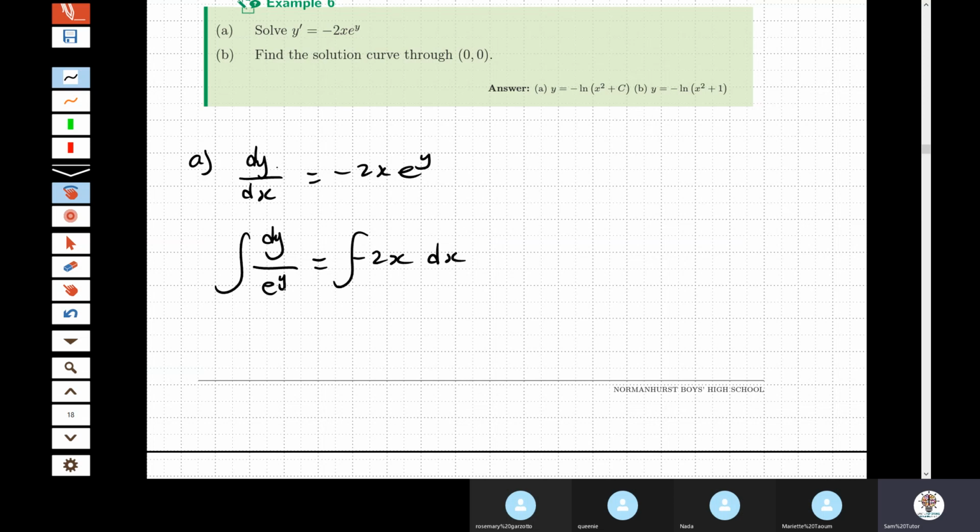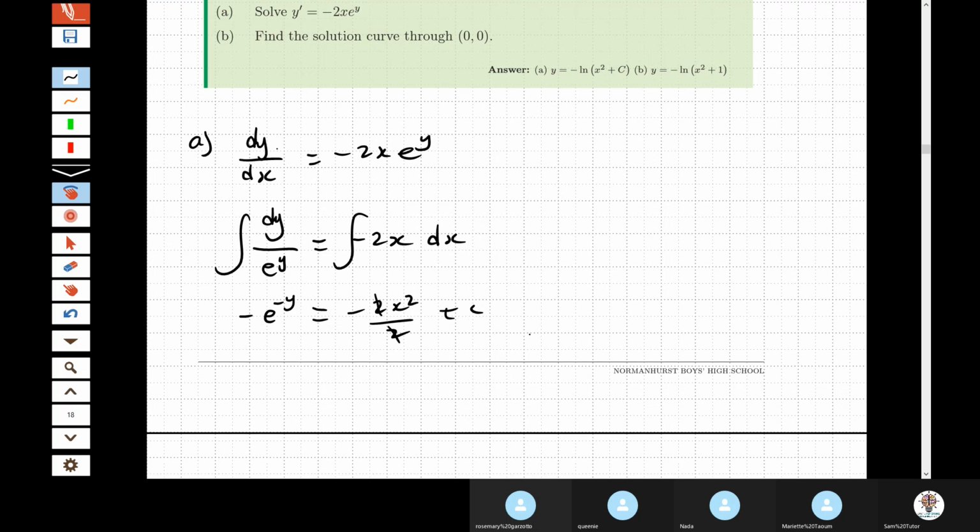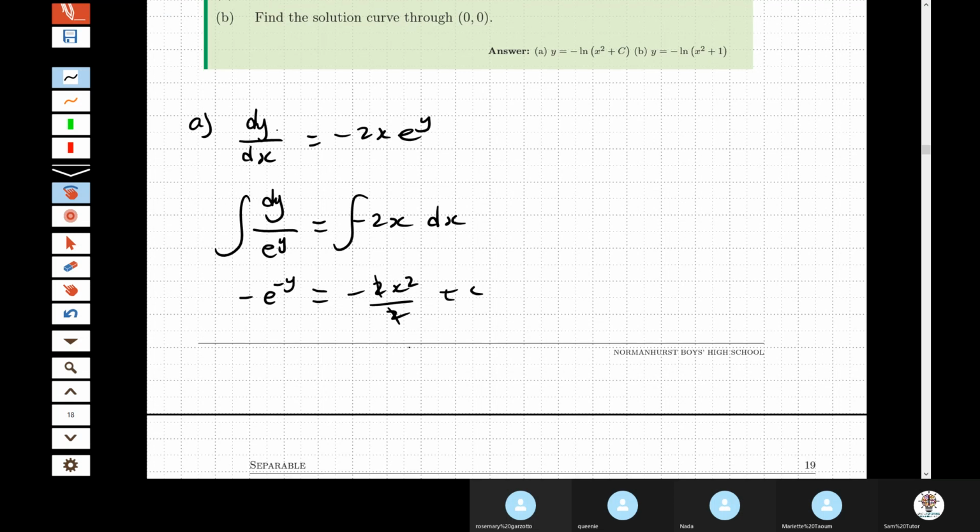Obviously, you can't integrate 1 on e to the y. Please. You have to remember you got to bring it up as e to the negative y. Then we integrate. So then that becomes negative e to the negative y equals negative 2x squared over 2 plus c. Multiply by negative. Log both sides. And then get rid of the negative.